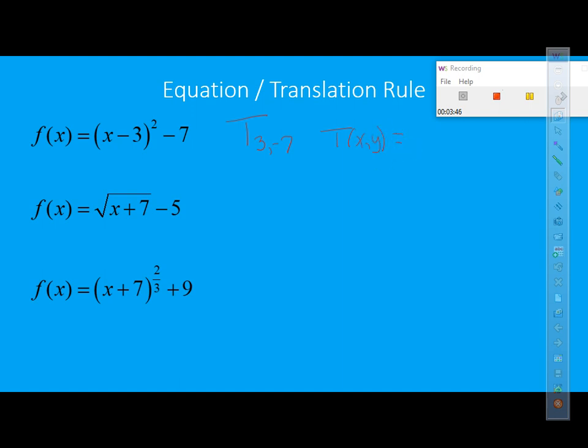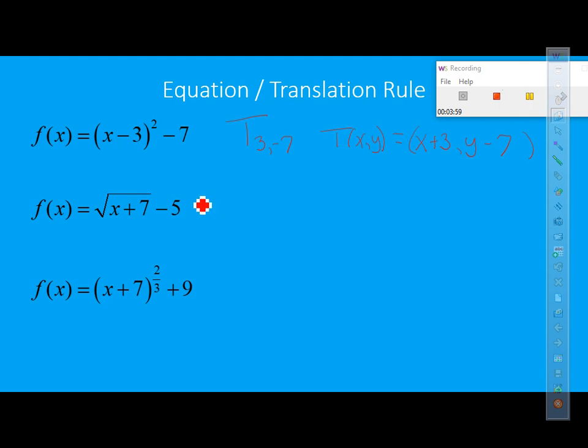You'll see a capital T, parentheses, x, y. What we do next is tell the world what's happening to each point. So every x value is going to be increased by 3. Every y value will be decreased by 7. Now this is not your number 1. It's very, very similar. I'll come to your number 1 here in a second.